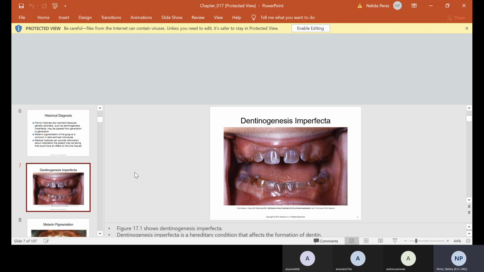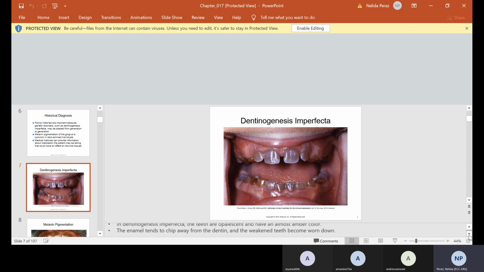This is a hereditary condition that affects the formation of dentin. So the teeth, as you can see, are opalescent and have almost an amber color. Now, the enamel tends to chip away from the dentin and the weakened teeth become worn down. The only way, honestly, to fix this type of condition is two ways: extraction or crowns to cover these teeth, because fillings and things like that will not really cover it. They'll make it look bulky. A crown would be better.